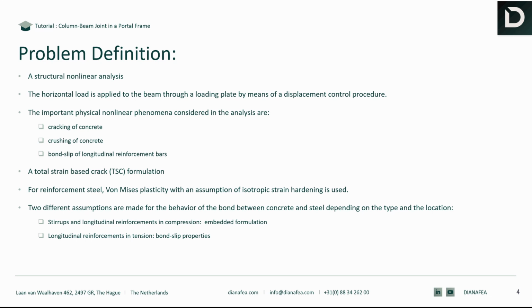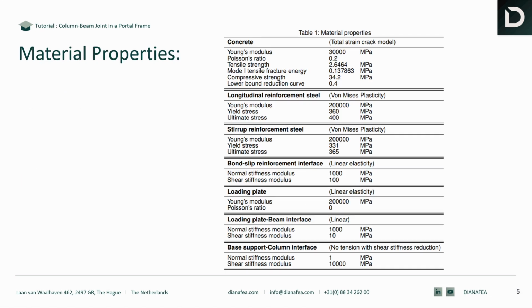For modeling the reinforcement, two different assumptions are made to model the behavior of the bond between concrete and reinforcement. The first one is embedded formulation for the stirrups and longitudinal reinforcement in compression, and the second one is bond slip properties, which I use for longitudinal reinforcement in tension. On the screen, you can see the summary of material properties that I want to use during the simulation. Let me jump to the Diana environment to start the modeling.